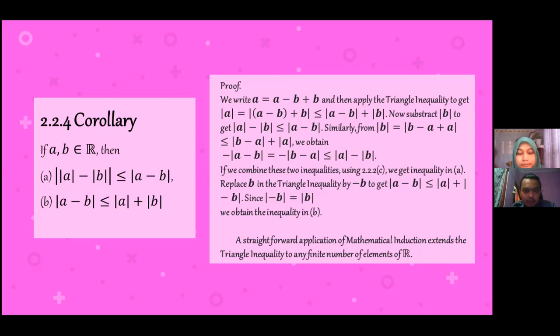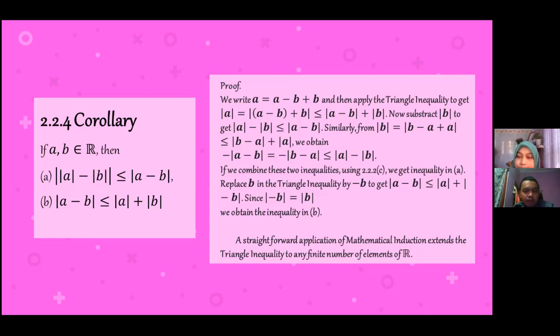The proof is, we can write A equals A minus B plus B, and then apply the triangle inequality to get the absolute value of A equals the absolute value of A minus B plus B, which is less than or equal to the absolute value of A minus B plus the absolute value of B. Now, we subtract the absolute value of B to get the absolute value of A minus the absolute value of B is less than or equal to the absolute value of A minus B.